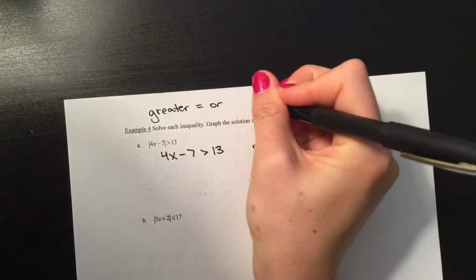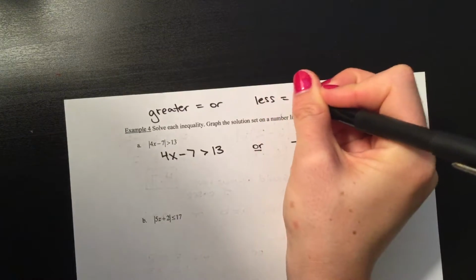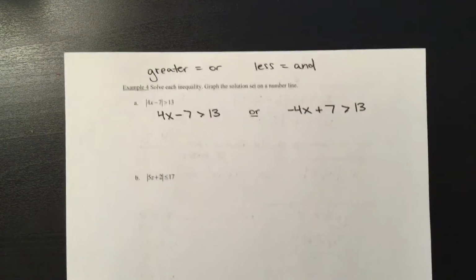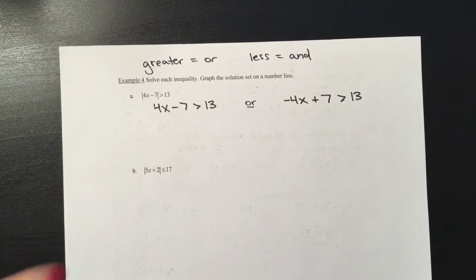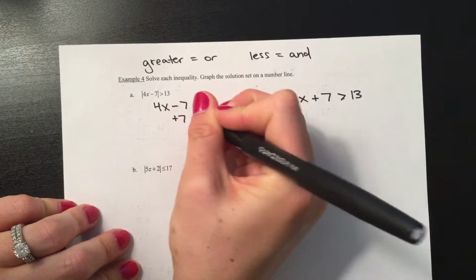Greater than turns into an or, less than turns into an and. Like I said, as long as you remember that, you should be good to go. So now let's solve these inequalities. So here I'm going to add the 7 to both sides.